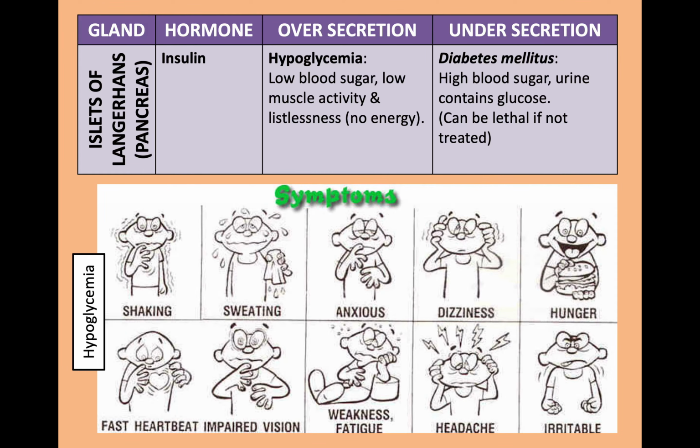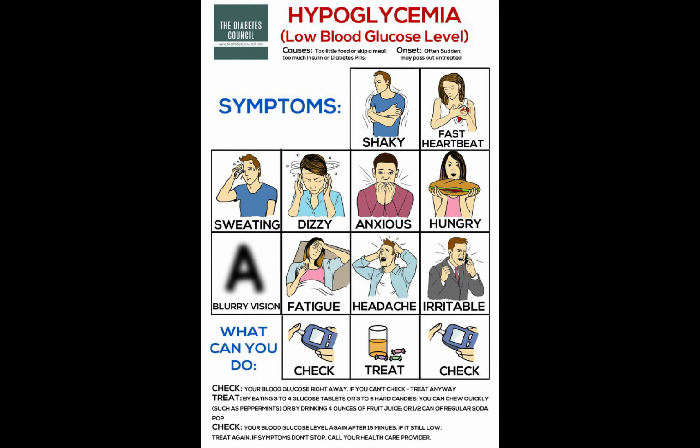Right, let's take a look at what happens if the insulin is over-secreted and if insulin is under-secreted in the body. Right, now let's remind ourselves, what is the function of that insulin? What is its job? Now, insulin, we know, plays a role in lowering the blood glucose levels. So if there's too much insulin being secreted, it's going to lead to a condition known as hypoglycemia, where the person will have low blood sugar.